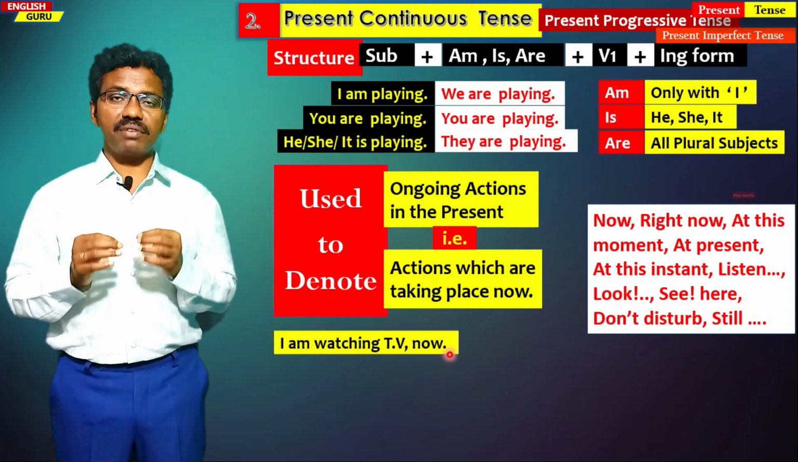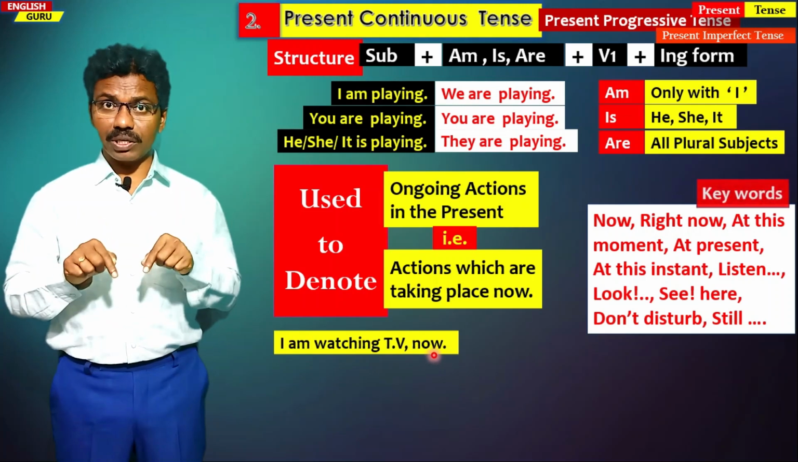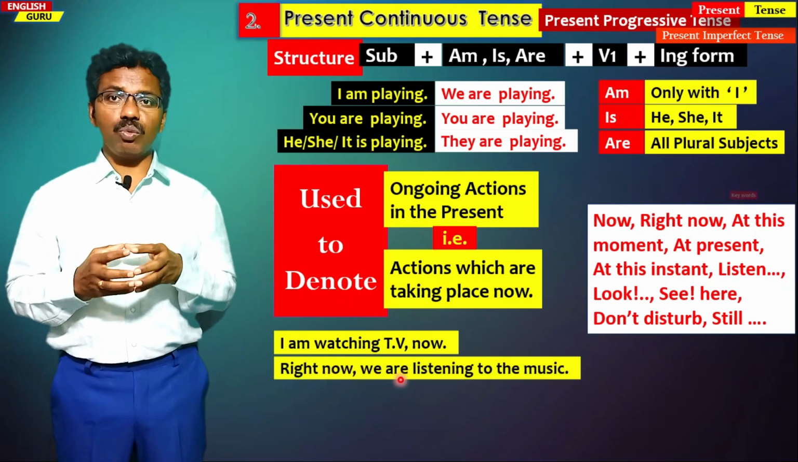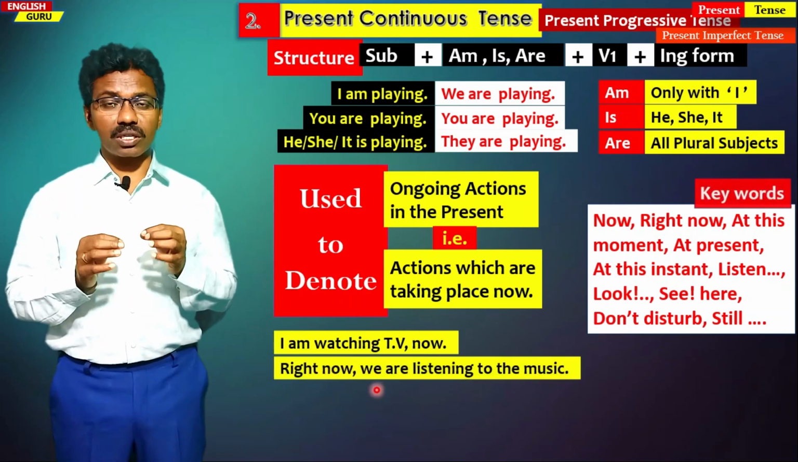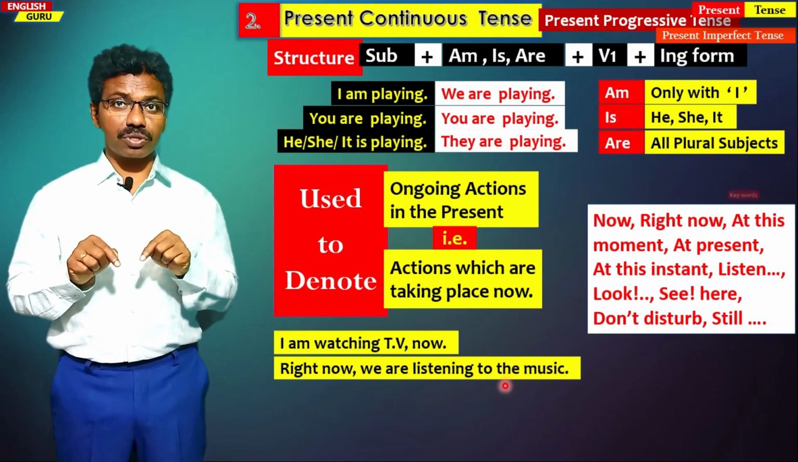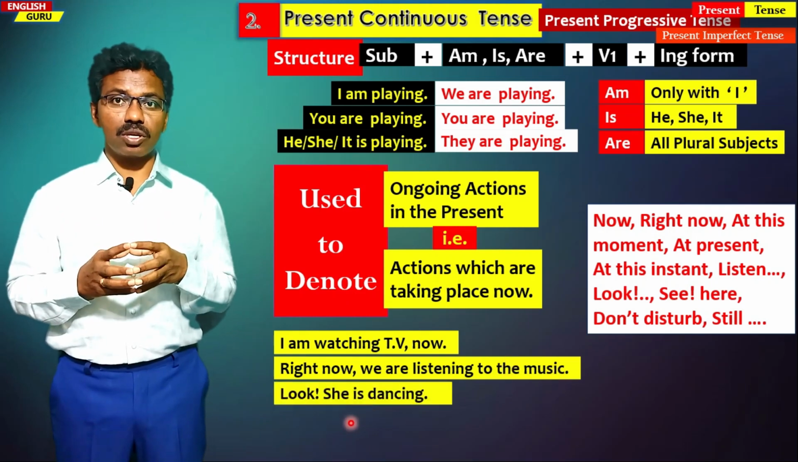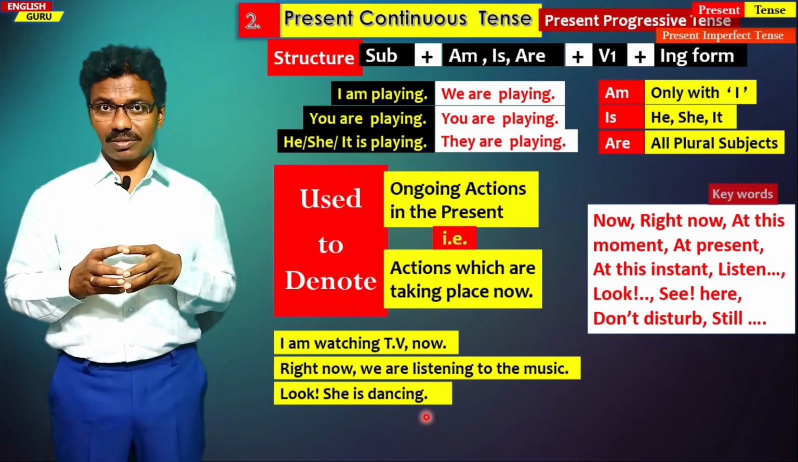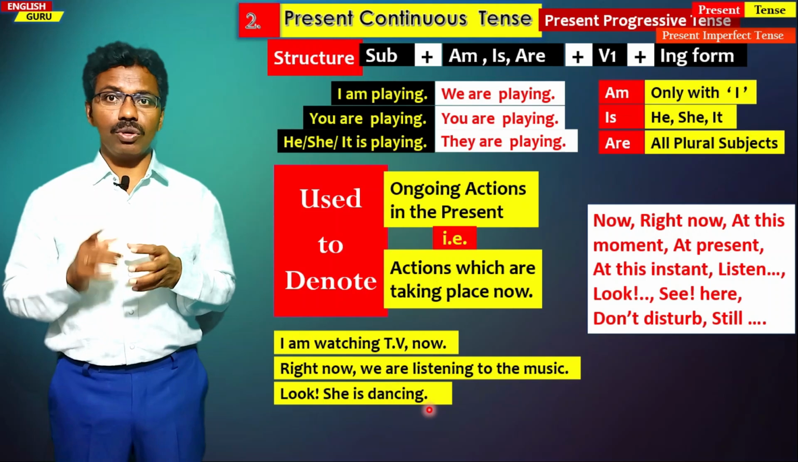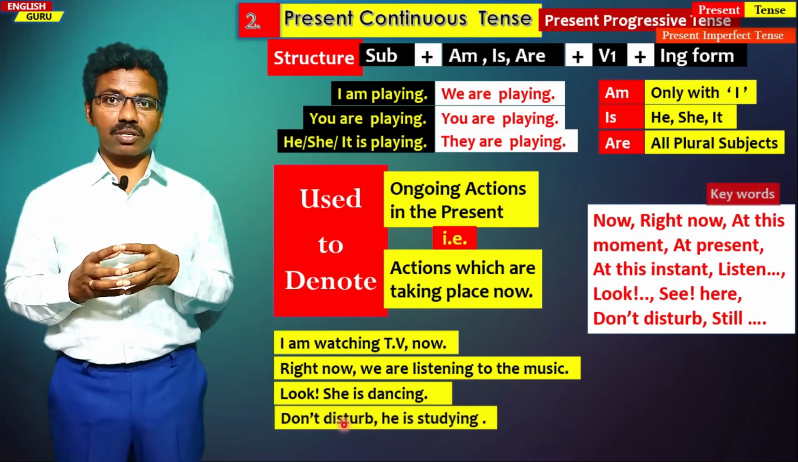I am watching TV now. So now I am doing it, right? So this is in present continuous tense. Right now we are listening to the music. So right now, at present it is happening. So we are listening to the music. So it is in present continuous tense. Look, she is dancing. So look means you have to look, she is presently dancing. So it is in present continuous tense.